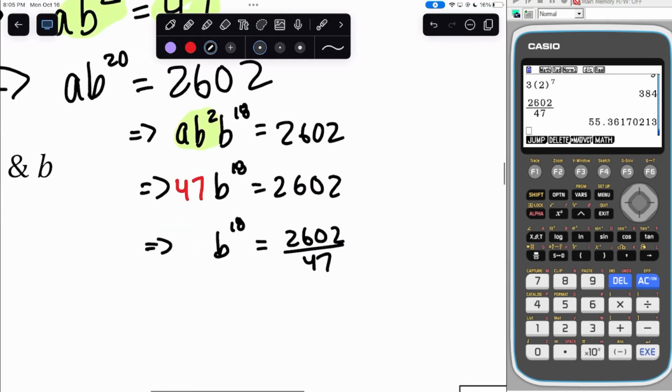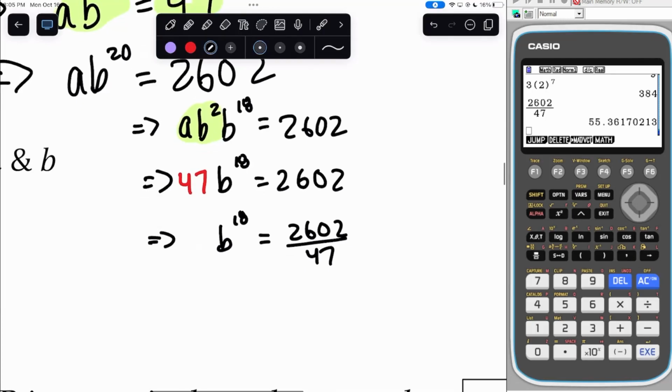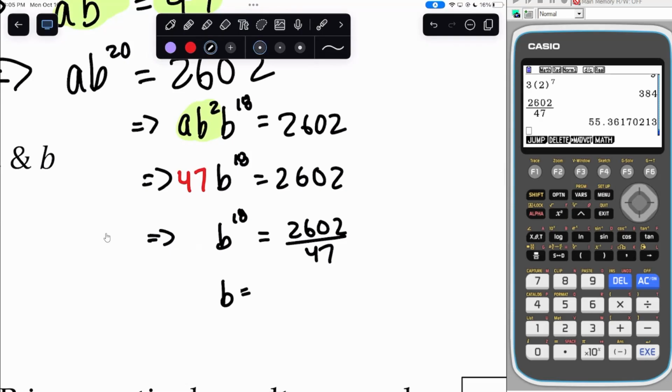So now at this point, I just want to take the 18th root of both sides, and I should get the 18th root of 2602 all over 47. Now that I have a concise final answer step, right? B is equal to something. Maybe I'll put that into the calculator and estimate what that is. I think that's fine now.